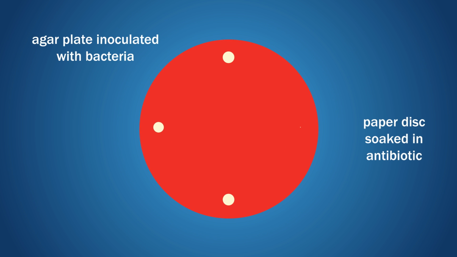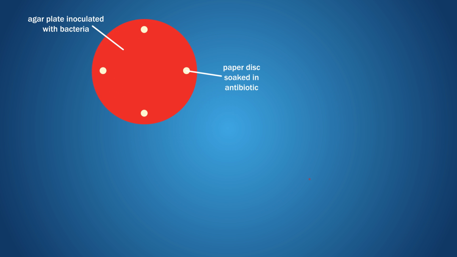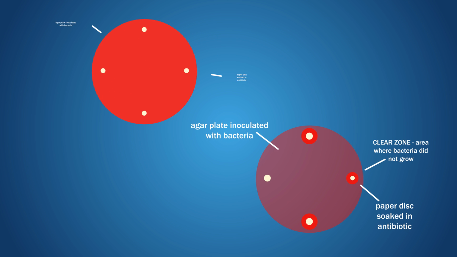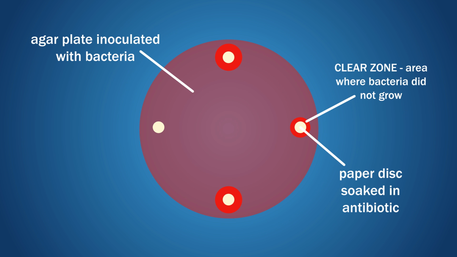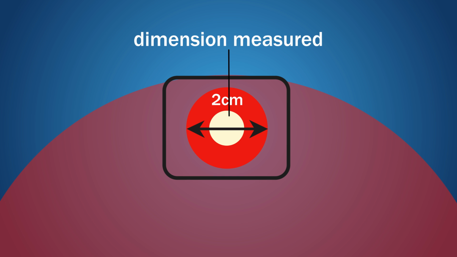This agar plate with our bacterium on has discs with different antibiotics and concentrations placed onto the bacterium. After time, the colony now looks like this. To measure the area of this clear zone, we need to find the diameter and use the area of a circle formula. So we measure the diameter of the clear zone, which is 2 centimeters.